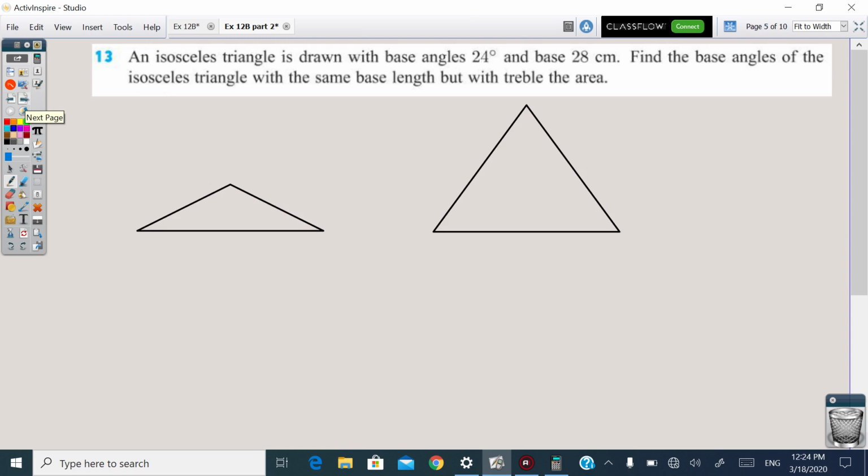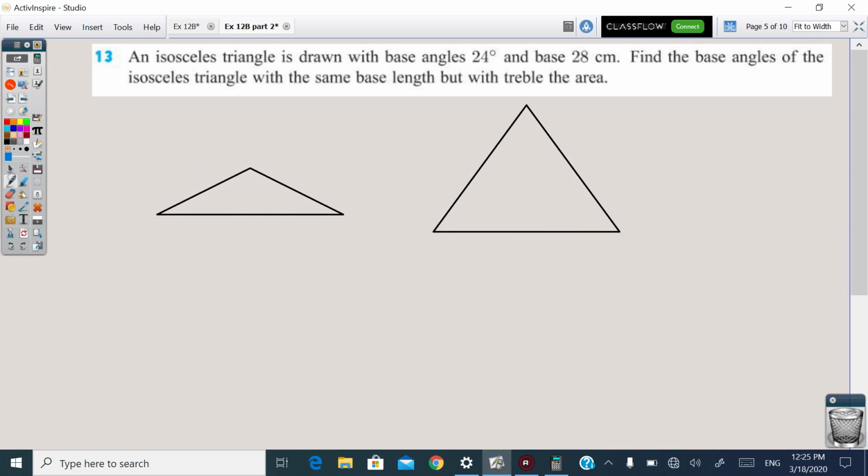In this case, we have two triangles, and let's say that we have a triangle with angles of 24. Here is 24 and the base is 28 centimeters, and we want to find these new base angles if we have the same base like so, but with triple the area, that's 3 times the area. So we are comparing two triangles.